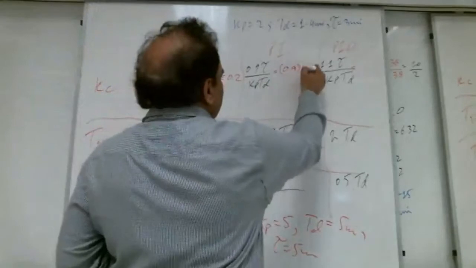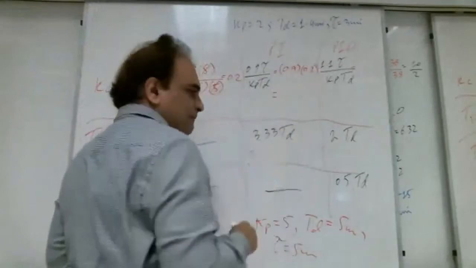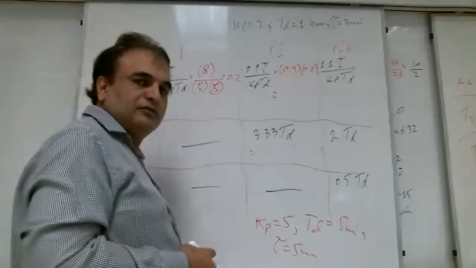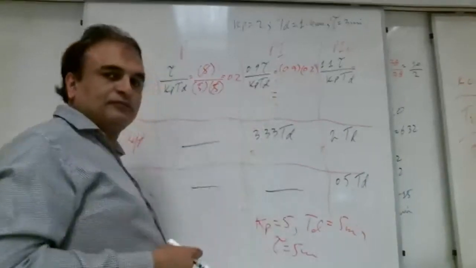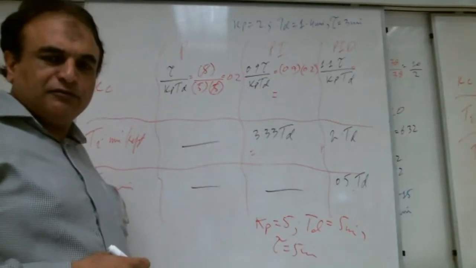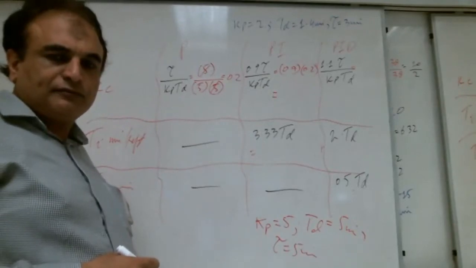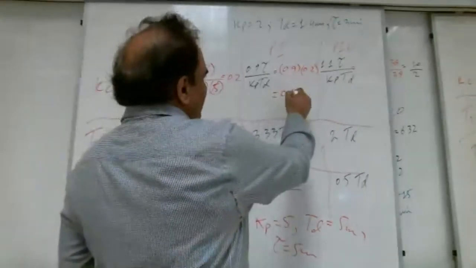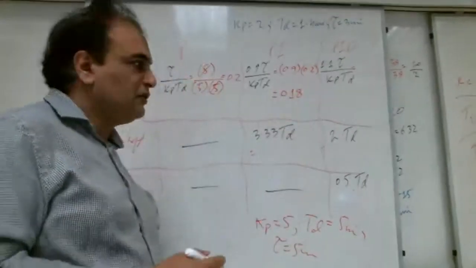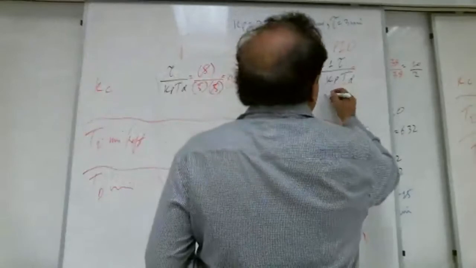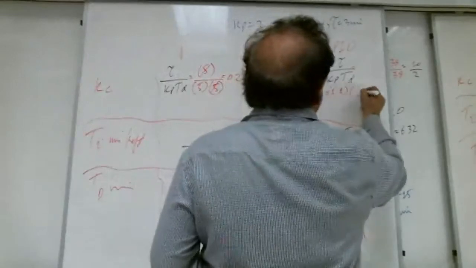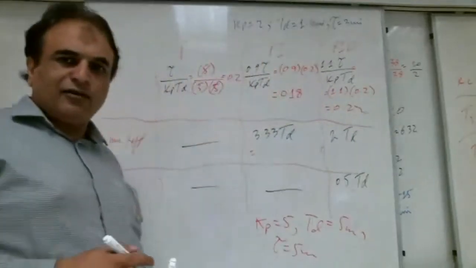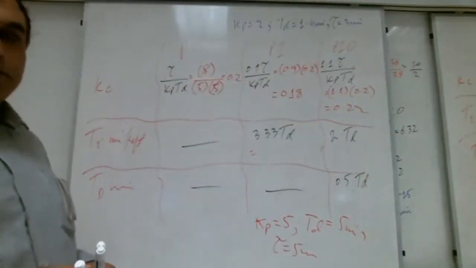0.9 into 0.2, how much? 0.18, teacher. Very good. How much is this one? 1.1 into 0.2. Very good, 0.22. A lot of brothers are writing 0.22.